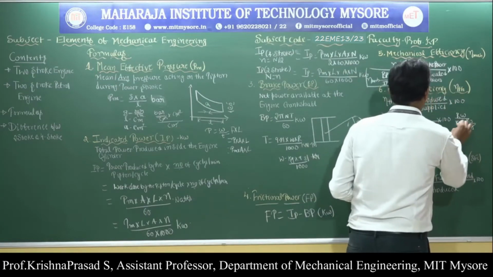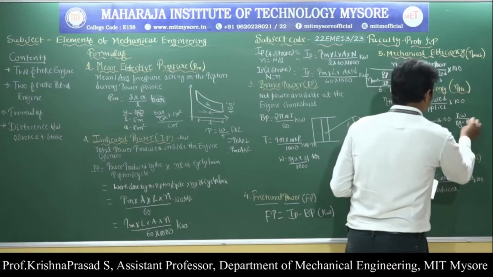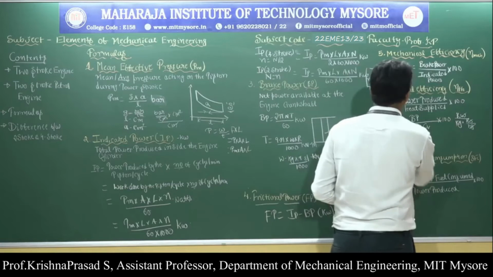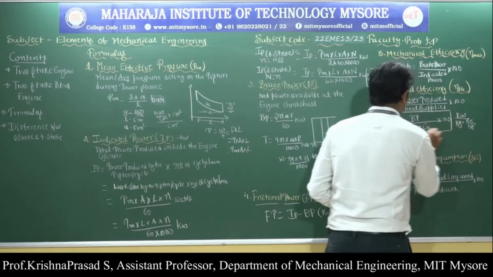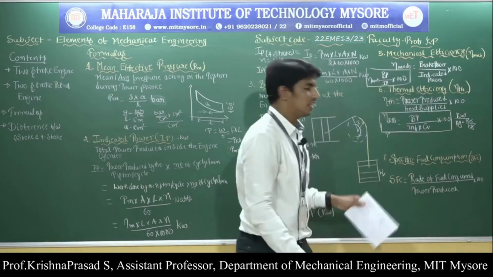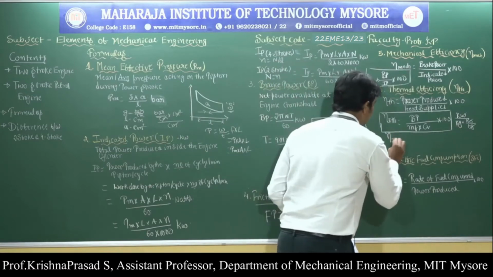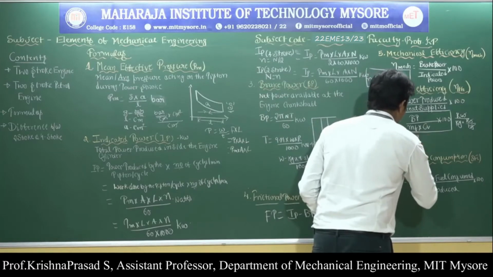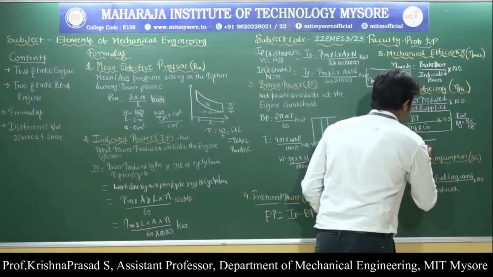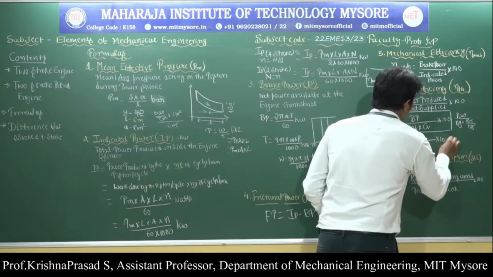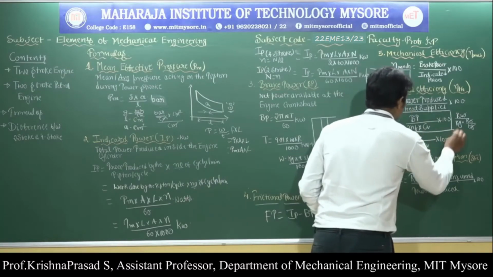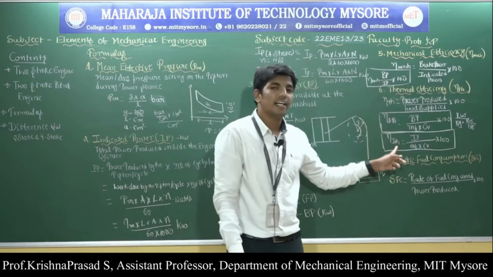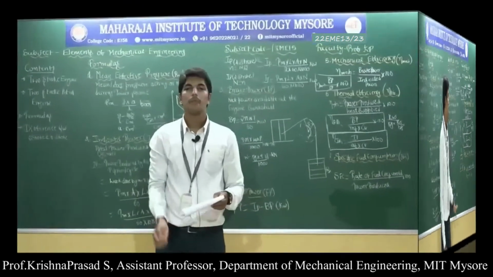Here kg is going to cancel out, and here kilojoule and kilowatt remain the same. Therefore brake thermal efficiency is equal to BP by MF into CV into 100. Similarly, if you are taking indicated power, then the formula becomes IP by MF into CV into 100. So this is regarding the thermal efficiency for brake power as well as indicated power.